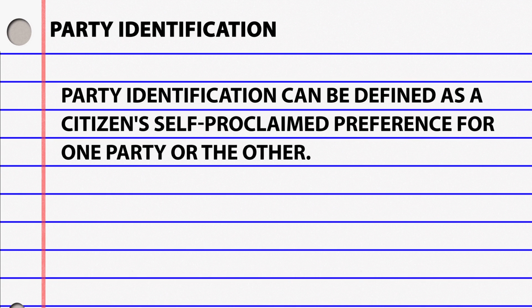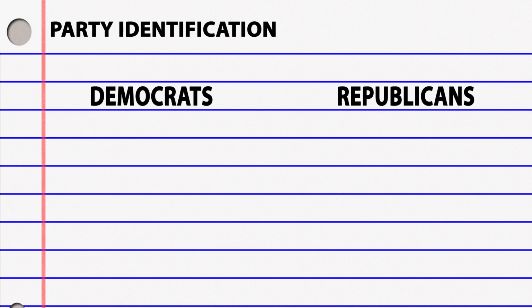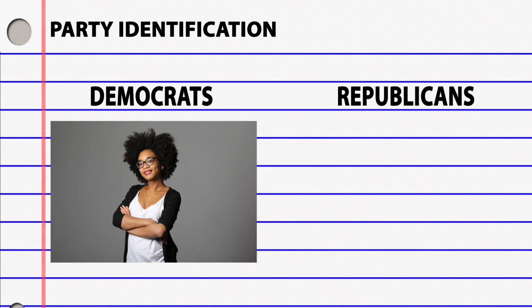Party identification can be defined as a citizen's self-proclaimed preference for one party or the other. A figure who is a younger, lower to middle class minority woman who is practicing Judaism who lives in the Northeast or the West Coast, who has either a high school diploma or PhD, and profession of a lawyer or a teacher fits the key Democratic Party demographic.